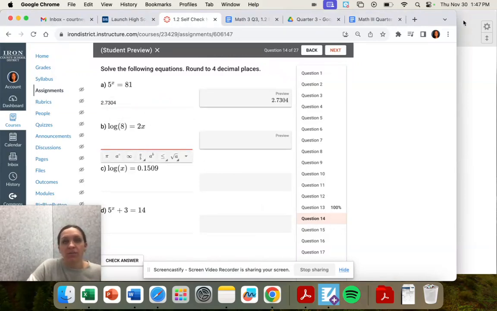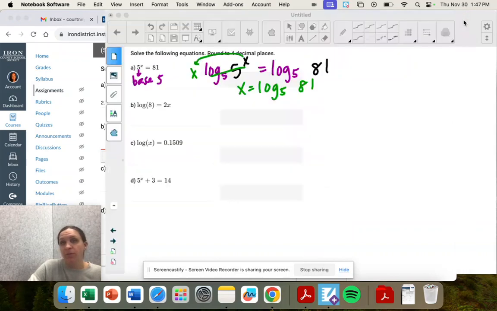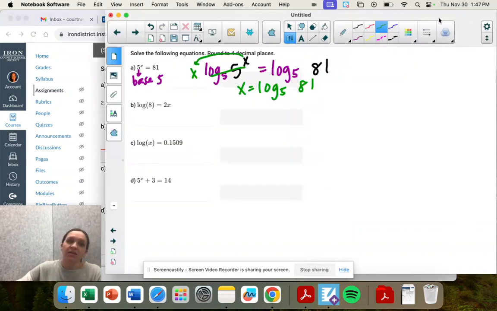Okay, log base 10. Remember, if we don't show the base, it's a 10. Log of 8 equals 2x. So this one we don't have to do anything because the x is not inside the log. The x is over here on the other side of the equal sign. All we have to do is divide both sides by 2 to get x by itself. When the x is in the log, that's when you use exponents. So log of 8 divided by 2.